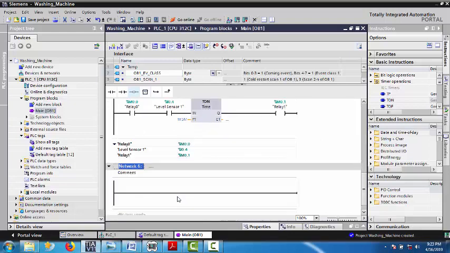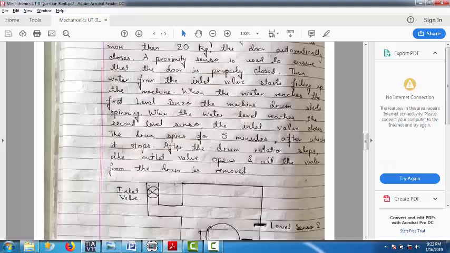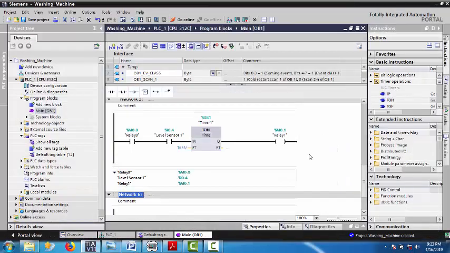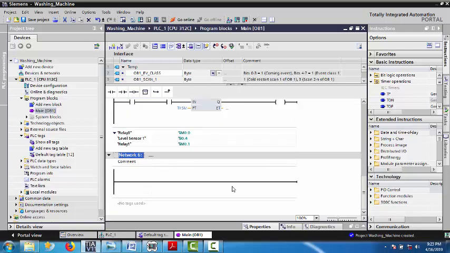What is the next step? After 5 minutes. After the drum rotation stops, the outlet valve opens and all the water from the drum is removed. When does the drum rotation stop? After 5 minutes. After 5 minutes, what happens? Relay 1 turns on. So as soon as relay 1 turns on, we have to open the outlet valve so that all the water is removed from the washing machine.